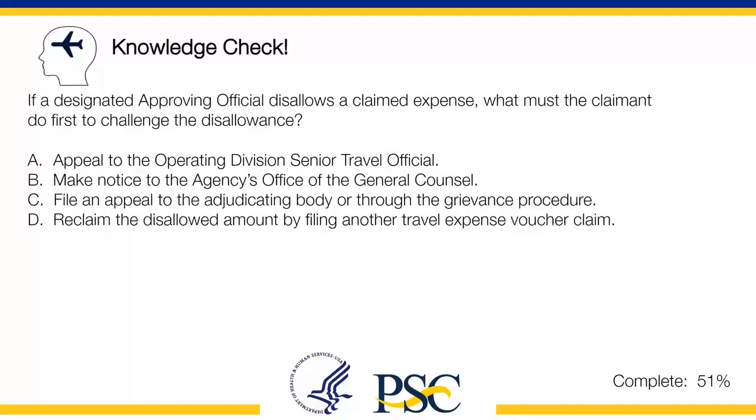If a designated approving official disallows a claimed expense, what must the claimant do first to challenge the disallowance? A. Appeal to the Operating Division Senior Travel Official. B. Make notice to the agency's Office of the General Counsel. C. File an appeal to the adjudicating body or through the grievance procedure. D. Reclaim the disallowed amount by filing another travel expense voucher claim. Pause the video, consider your response, and then resume to learn the answer.